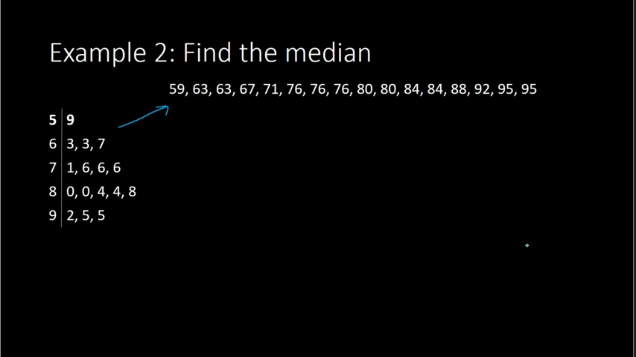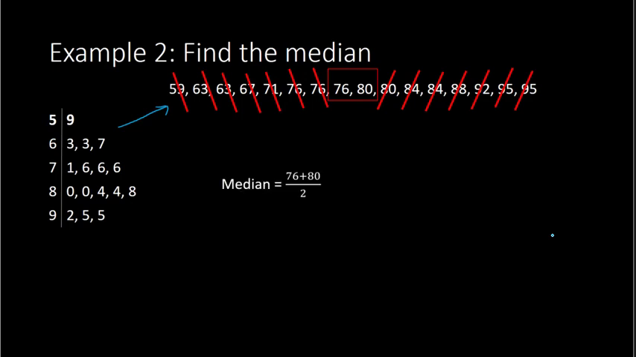Now from this list, I can find the median. The median is found by working my way to the center. When I do that, the median is a combination of 76 and 80, where we can take the average of 76 and 80 to find the median. So take the average of 76 and 80 by adding and dividing by 2. That's going to give me 156 over 2, which would give me 78. So the median is 78.